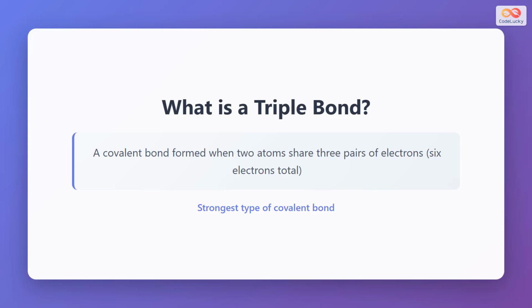A triple bond is a covalent bond formed when two atoms share three pairs of electrons between them. This means a total of 6 electrons are involved in holding the two atoms together. When atoms form triple bonds, they create the strongest type of covalent bond possible. The sharing of 3 electron pairs creates an extremely stable connection that requires significant energy to break apart. This makes molecules with triple bonds very stable and less reactive, compared to molecules with single or double bonds.